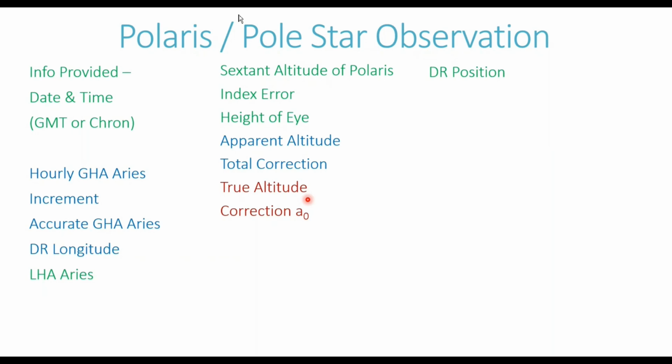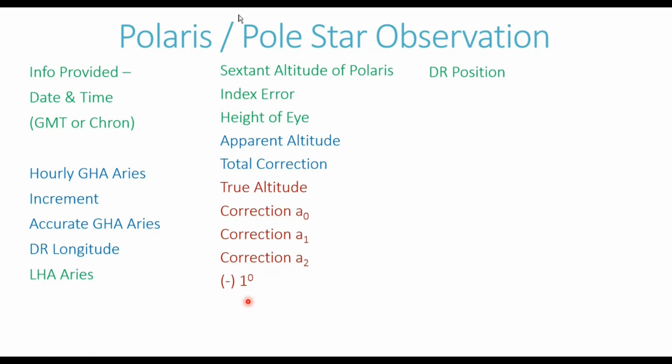Now, once you get the true altitude of Polaris, we have to apply the corrections which we obtained from the Polaris table. The first correction was A0, the second correction was A1, and the third correction was A2. Now all these three corrections are positive corrections. They are to be added up. So all are positive, all are to be added to the true altitude. And after adding all these corrections, we have to subtract 1 degree.